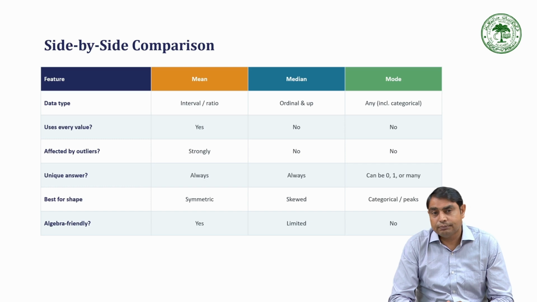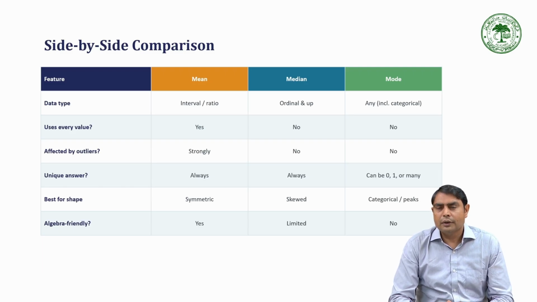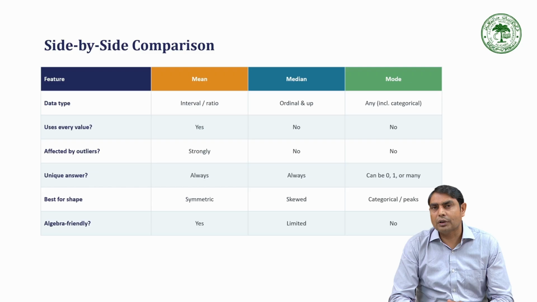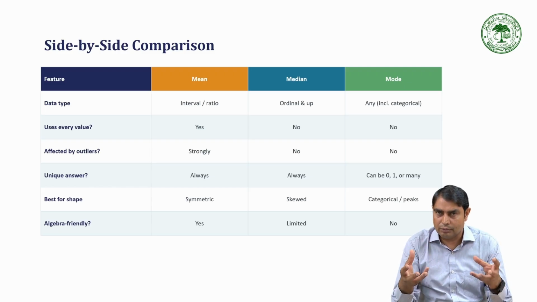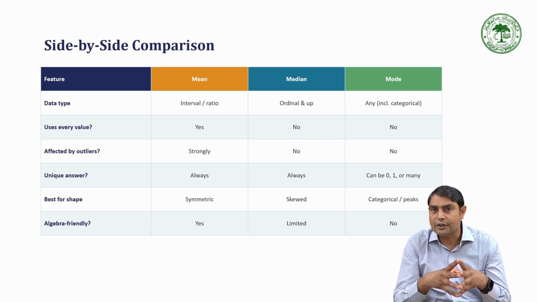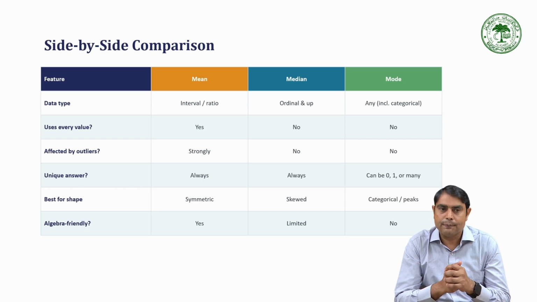Coming to the shape, mean will be suitable when your shape is symmetric or you are dealing with a normal distribution. Median is okay with skewed data, and mode is also okay with skewed data or categorical data. Actually, mode is suitable for both types because mode has a different inclination. Mode is looking for the highest frequencies.